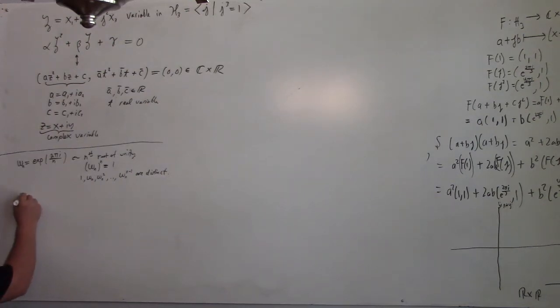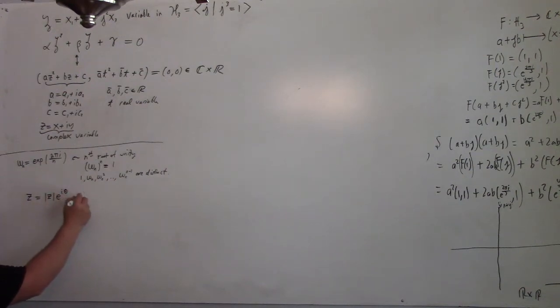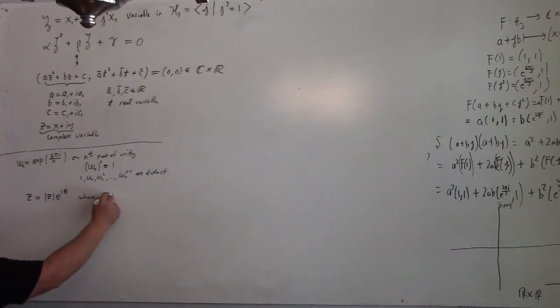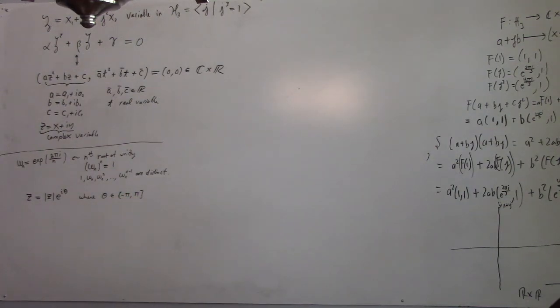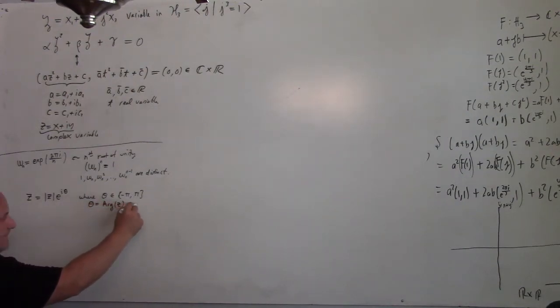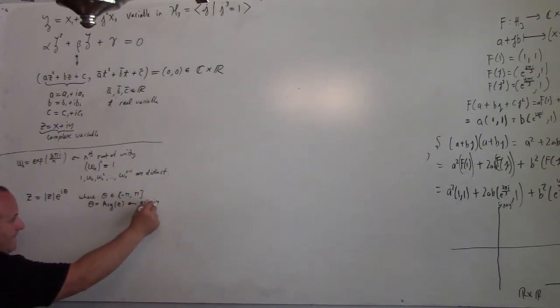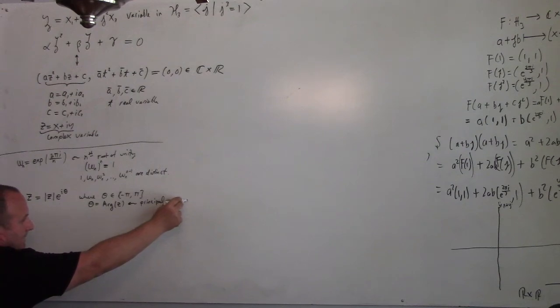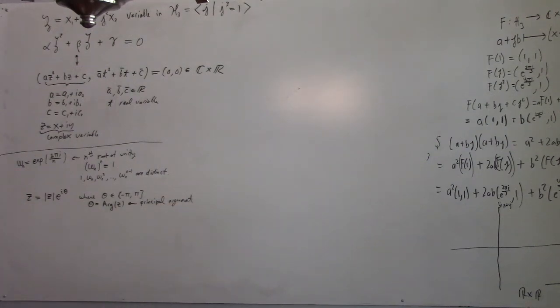Any complex number, right, you can write in the form of the modulus of the complex number times e to the i theta, where theta is an element of minus pi to pi, included. Typically, theta is called the principal argument, or arg, of z.